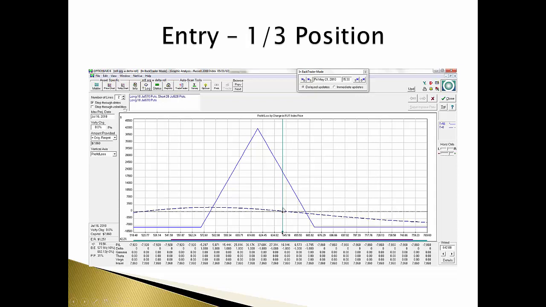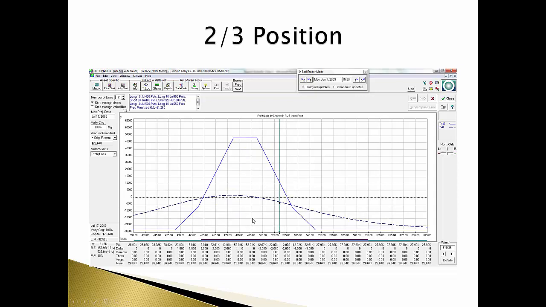So if we're right and the market stays, or in this case doesn't go any higher, and just comes down, we simply make some money and we move on. If the market does not drop down, which essentially we would like, when we actually enter this trade, we would actually like the trade to go against us a little bit and get entered into a 2/3 position.